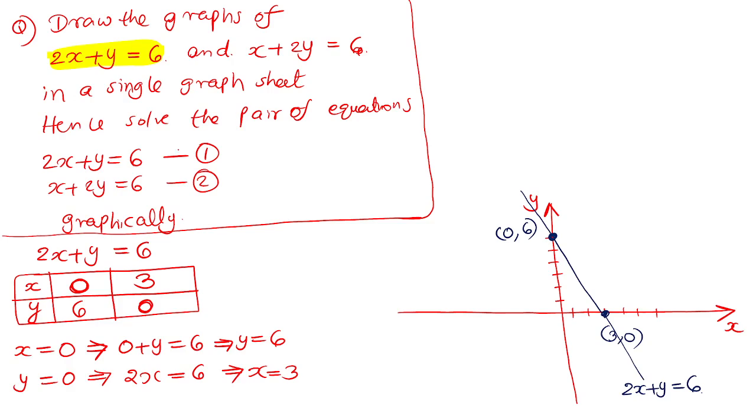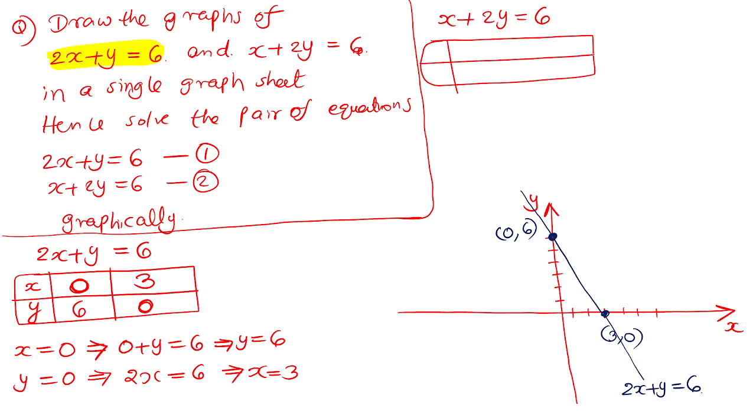Okay. Now, what is the next one? The next equation is x plus 2y equal to 6. Is it correct? Okay. We can reduce steps. Lina, then you do this question: x plus y equal to 6, x minus y equal to 4, same technique.